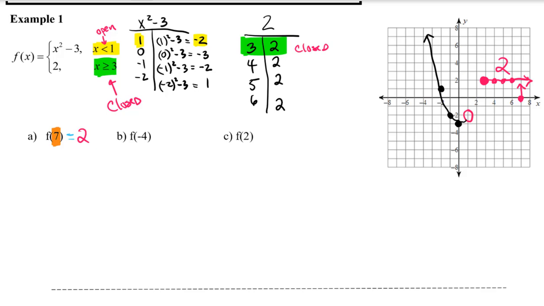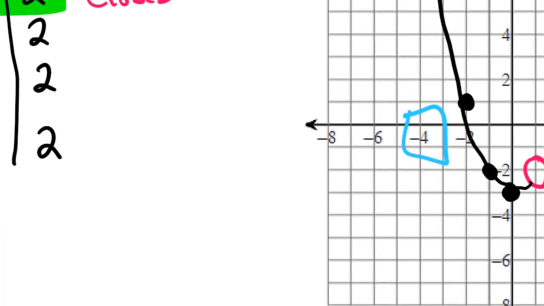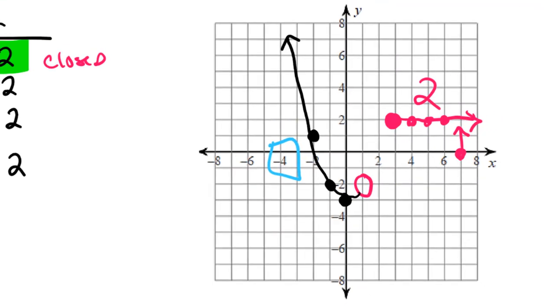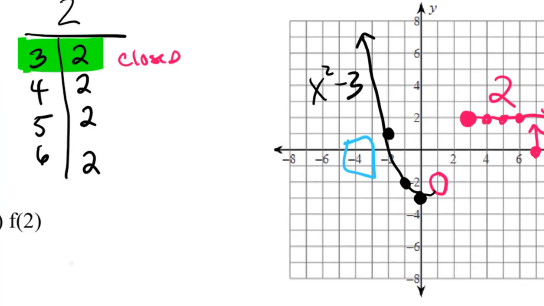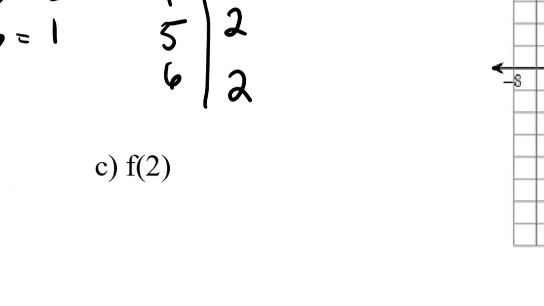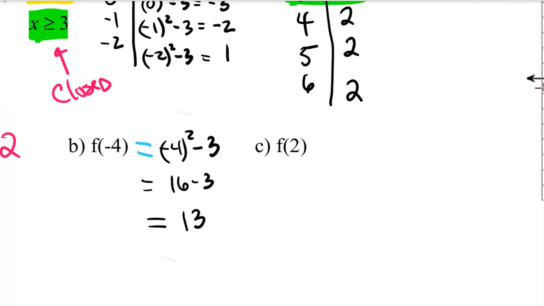Now for B, when I'm looking at f of -4, I'm like, all right, where's -4? If I look at -4, that would be this spot right here. So the piece that I'm going to put it in is the x squared minus 3 piece. I'm going to input -4 to that. So that is going to be (-4) squared minus 3, because again, that goes in the x squared minus 3 piece. Be careful here with your arithmetic. That gives you 16 minus 3, which is 13. So f of -4 would be 13.